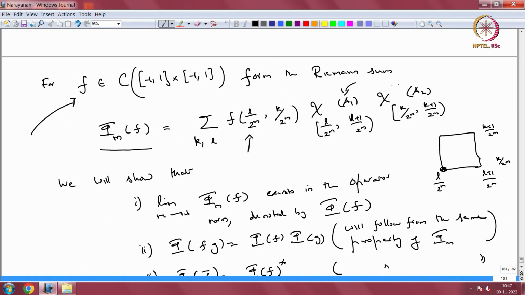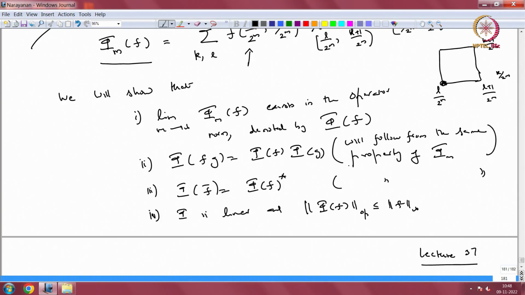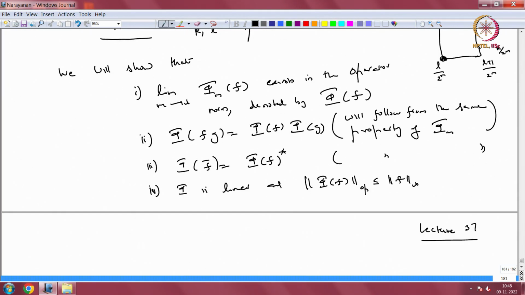These projections we already know because of the L infinity functional calculus for a_1 and a_2, which are bounded self-adjoint operators. So, these are projections. We will show that the limit of phi_m f exists in the operator norm, denoted by phi f, which finally we will denote by f of a_1, a_2, because this is a function of a_1 and a_2. We will have a star homomorphism; that is what is going to happen.